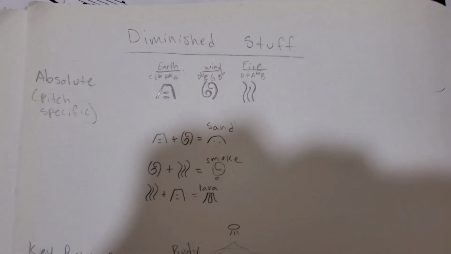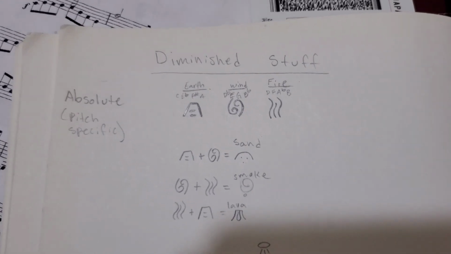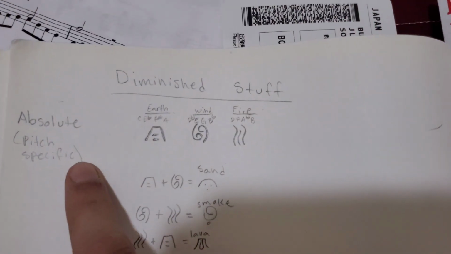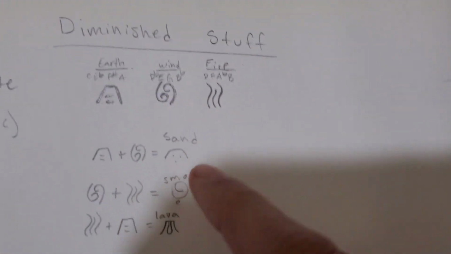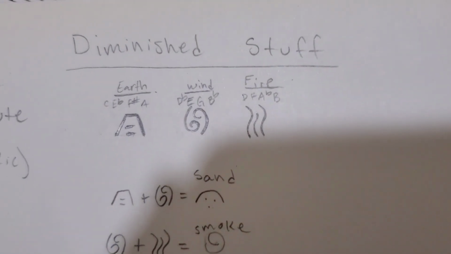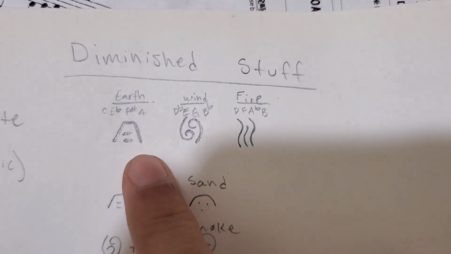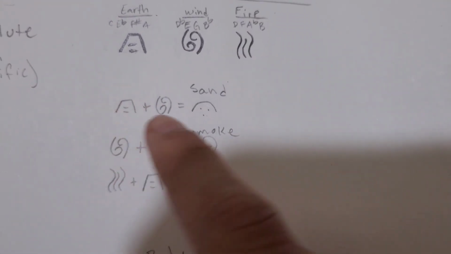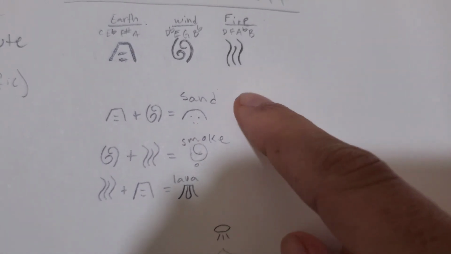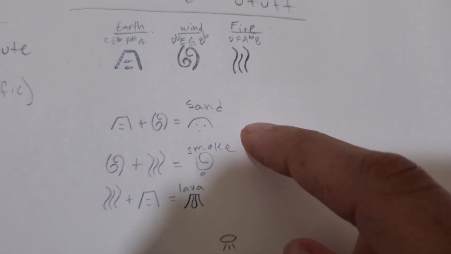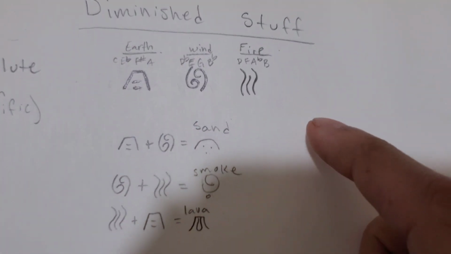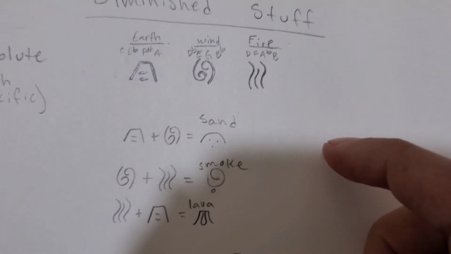Okay, hopefully that wasn't too confusing and cumbersome of an explanation. So we'll move on to diminished stuff. Again, the same 3 categories: absolute, earth, wind, and fire. This diagram I think is pretty self-explanatory, pitch specific. You can take a look at that. And then I also have these 3 symbols and terms to represent what would be the colors. This basically works exactly like the colors do.